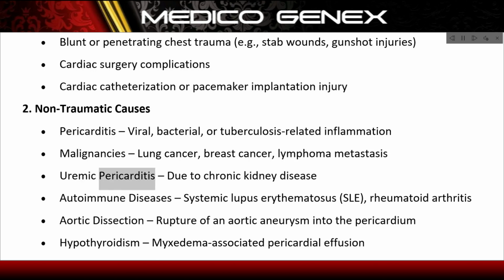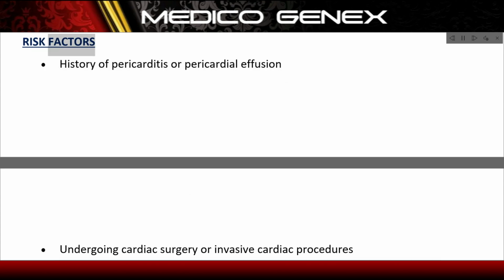Uremic pericarditis, due to chronic kidney disease. Autoimmune diseases, systemic lupus erythematosus, SLE, rheumatoid arthritis. Aortic dissection, rupture of an aortic aneurysm into the pericardium. Hypothyroidism, myxedema-associated pericardial effusion.